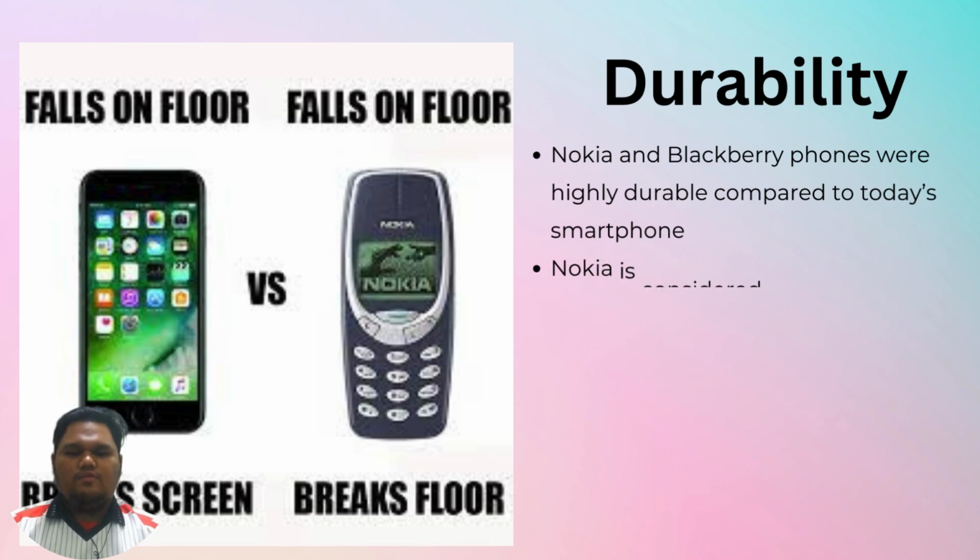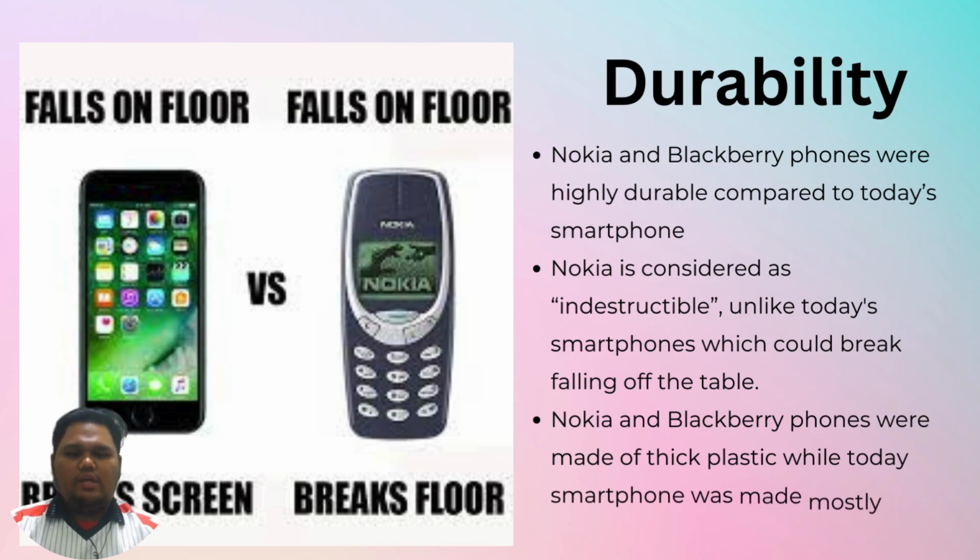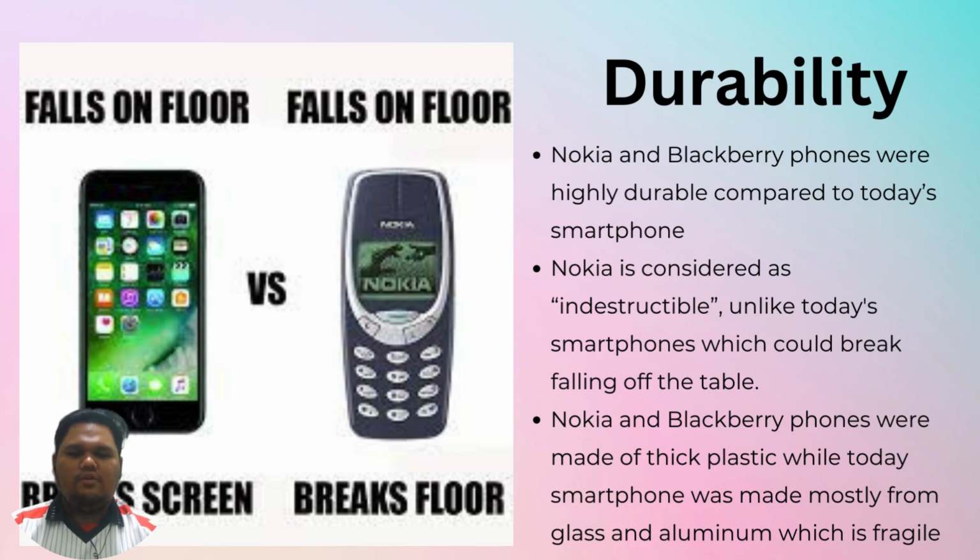One of the pros for earlier phones is their durability. Nokia and BlackBerry phones were highly durable compared to today's smartphones. Nokia is considered indestructible, unlike today's smartphones, which could break falling off the table. This is because Nokia and BlackBerry phones were made of thick plastic, while today's smartphones are made mostly of aluminium and glass, which is fragile.